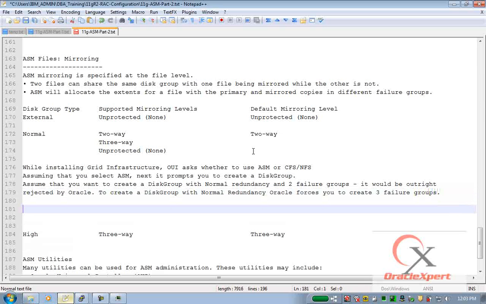Understand this. While installing the grid infrastructure, OUI asks you whether to use ASM or cluster file system or a shared file system. Assuming that you selected ASM, next it prompts you to create a disk group. So it takes you to the disk group screen where it prompts you what should be the name of the disk group, what should be the redundancy style, and which of the detected disks you would like to put into that disk group. I am assuming you selected data as the name, redundancy style as normal, but you selected only two disks. One is part of FG1, another part of FG2. And then you click next. Oracle outright rejects that disk group. Question is why?